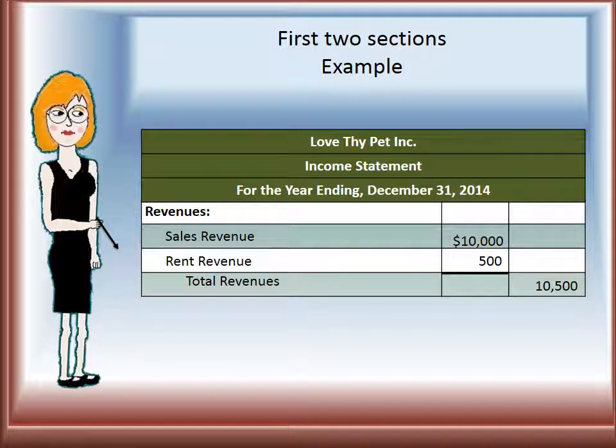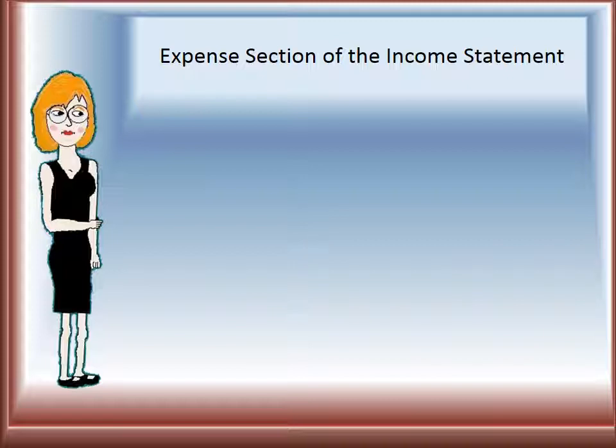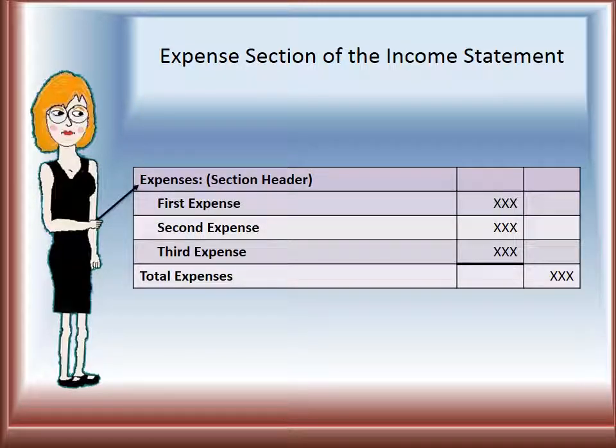Next, we will move on to the third section, which is the expense section of the income statement. Again, we will start with a section header with no dollar amount in either of the columns. Then we will list our expenses from highest to lowest, so as to denote which one is the most and which is the least. We will put a dark underline under the last of the expenses, and then we will total them by adding all of the expenses together, and we will put that total on the right hand column.